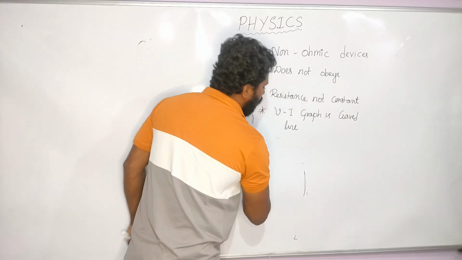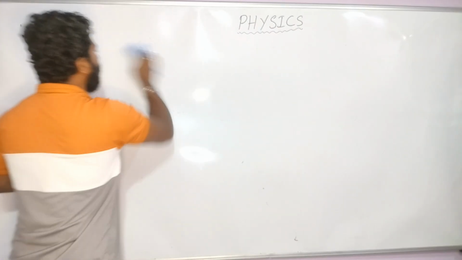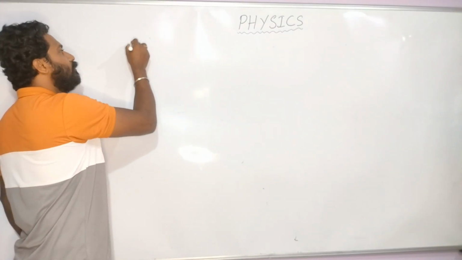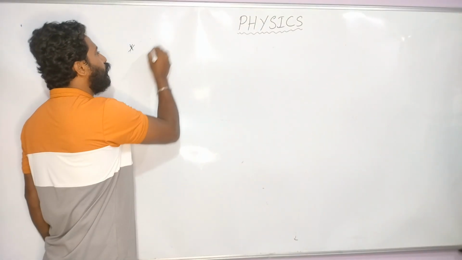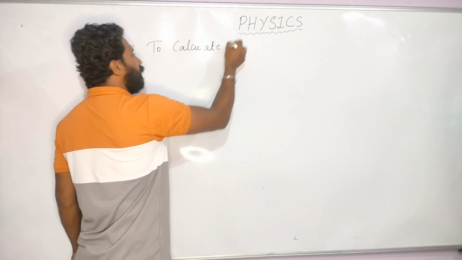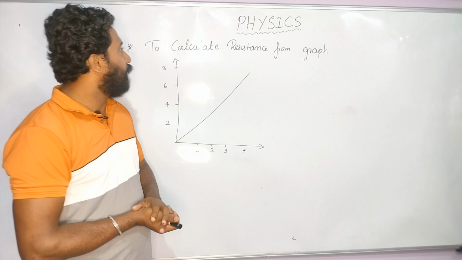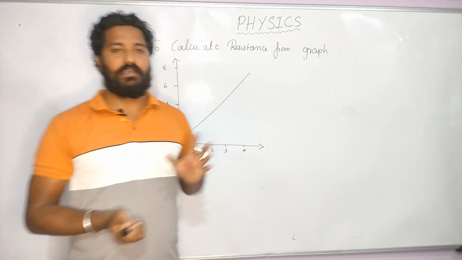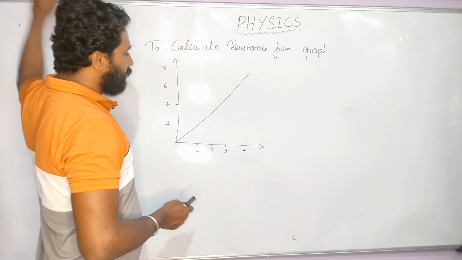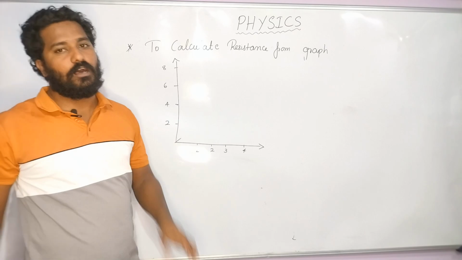The next one: how to calculate the resistance from a graph. Very important, children. They have given one exercise question also for you. Now we come to how to calculate resistance from a graph. Sometimes they will only give you the graph and sometimes they will ask you to draw the graph. So it depends on the graph.